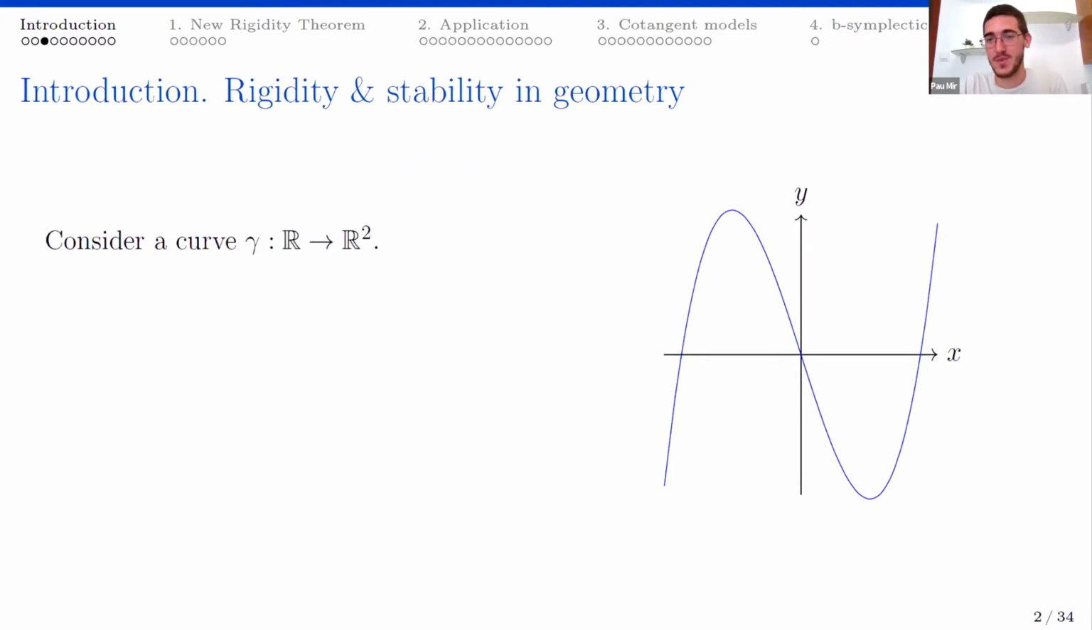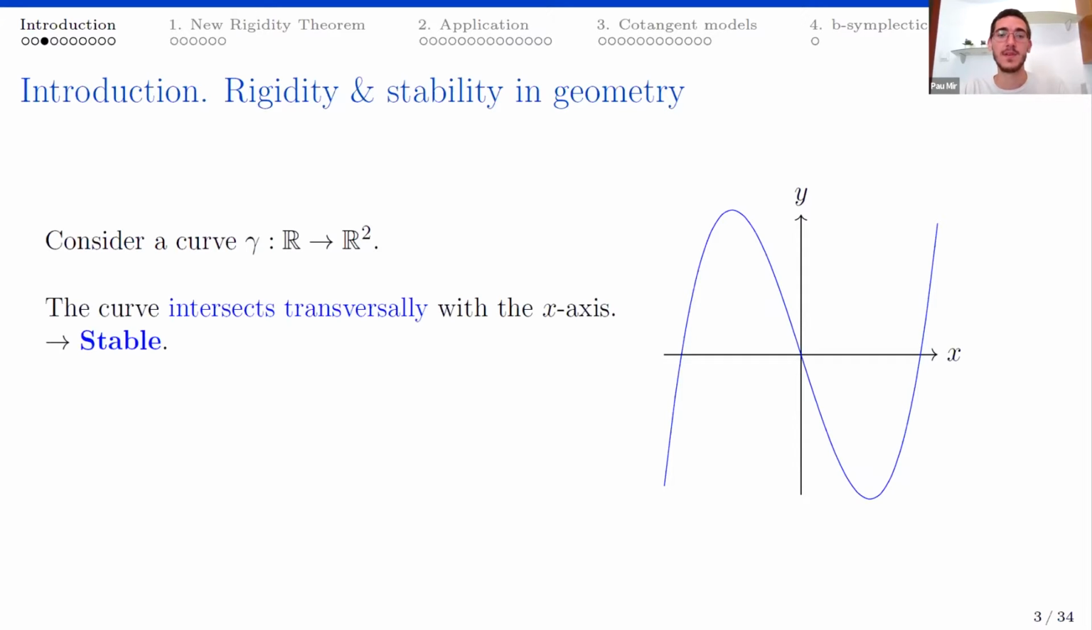To put a super easy example, this curve that you can see here in the plane has a lot of properties. One of them, for instance, is passing through the origin, and another is intersecting the axis transversally. Intersecting transversally the axis, in this case the x-axis, is stable, since you can perturb it a little bit and you will not lose this property.